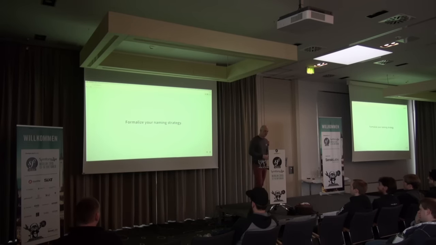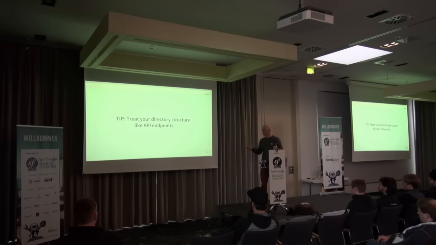What you can do, and that's often what you don't see, is formalize your naming strategy. Think of it as treating your directory structure like API endpoints. We're really cautious about the URLs that we expose. If we do REST, we have certain types of conventions. But in file system stuff, we see not so cleanly formatted paths.